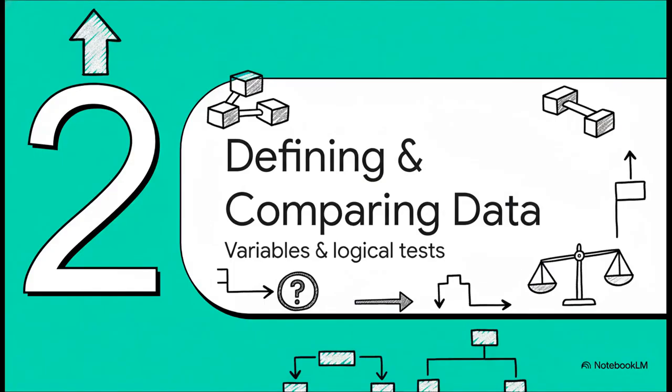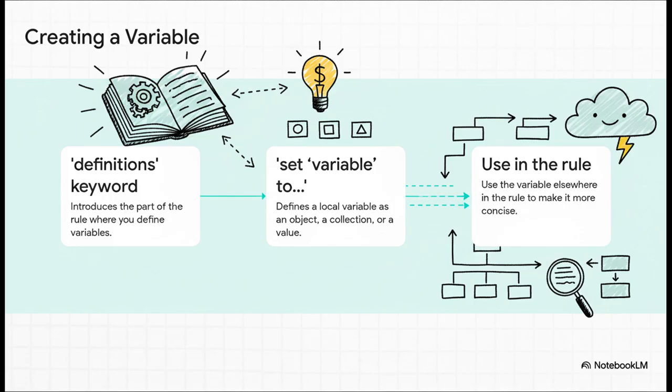Okay, so a simple if-then is great, but to make our rules truly powerful, we need to build on that. We need to define our terms and create more complex logical tests. So, one of the best ways to make rules cleaner is by defining variables. It's super simple. You just start with the word definitions, then use set to give a kind of nickname to a piece of data. After that, you can use that simple nickname throughout the rest of your rule.